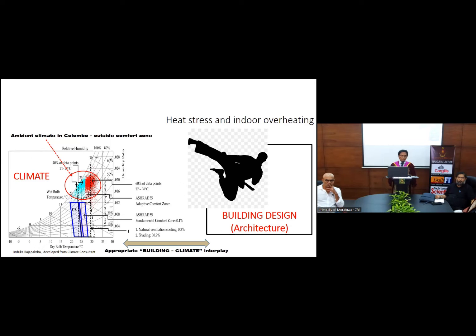There are about 8,200 dots there, and all the dots are well above comfort zone. Nearly 60% of data points are within 27 and 38 centigrade degrees. So that shows the problem with our climate. With our climate, can we have free running buildings? We cannot have free running buildings. That's a big problem that we have, right?